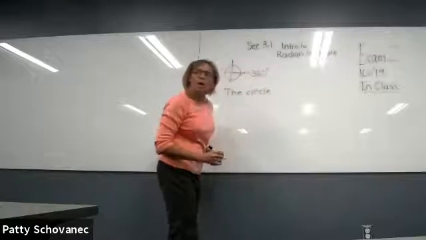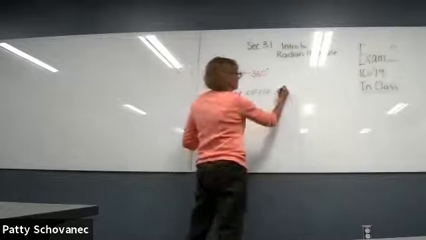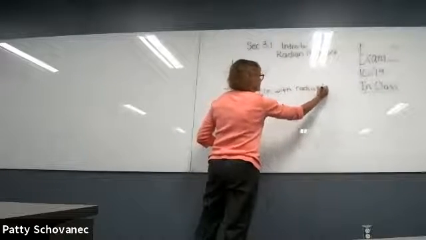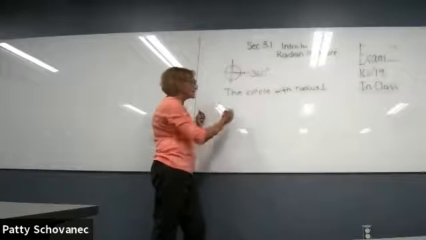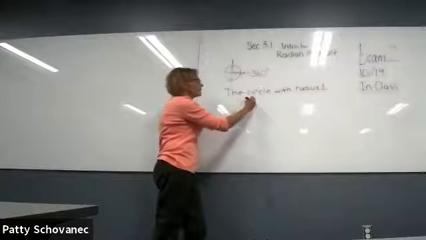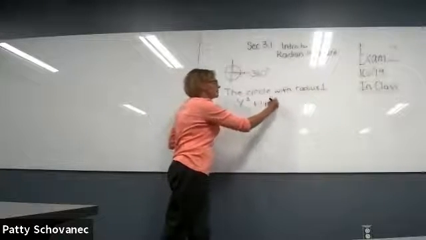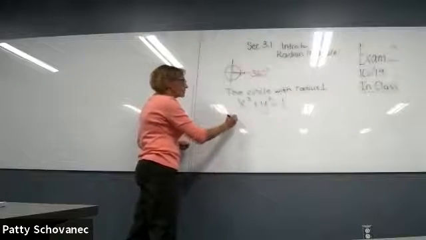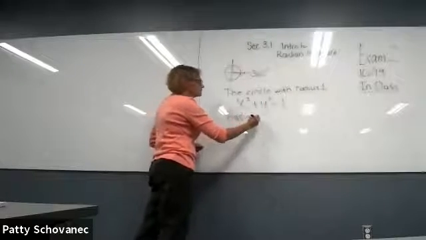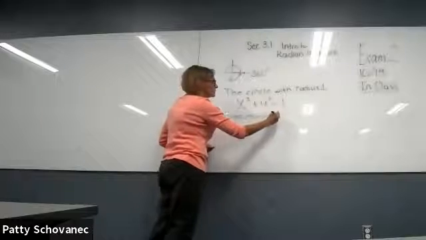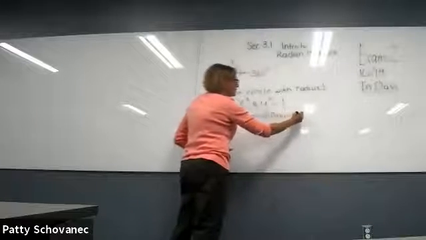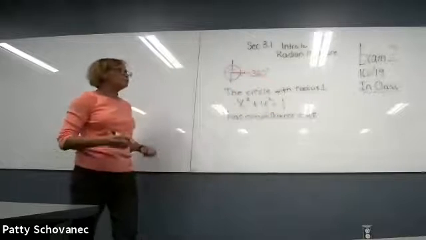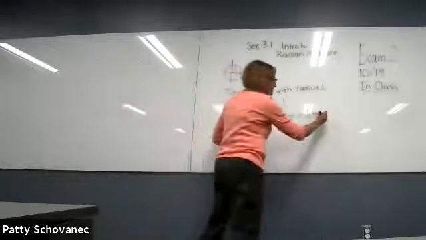But if we think of the circle whose radius is 1, that circle has as its equation x squared plus y squared is equal to 1. And it has circumference equal to 2 pi times 1, or 2 pi radians.